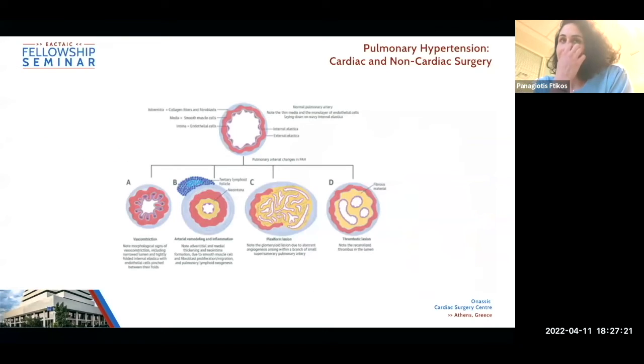As we all know, the pathophysiology of pulmonary hypertension is complex and multifactorial, resulting in progressive changes in pulmonary vasculature, such as vasoconstriction, vascular smooth muscle cell hypertrophy, intimal thickening, and in situ thrombosis. And the end result of all this is a reduction in the cross-sectional area of the pulmonary vasculature, leading to increased pulmonary vascular resistance and increased left ventricular afterload.